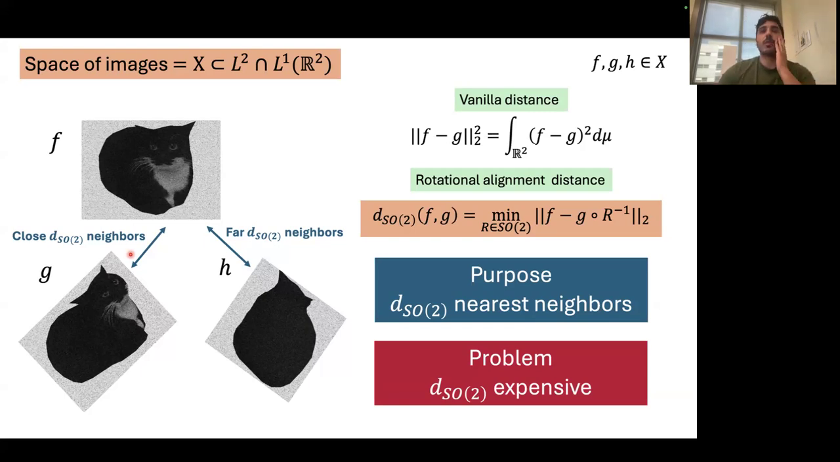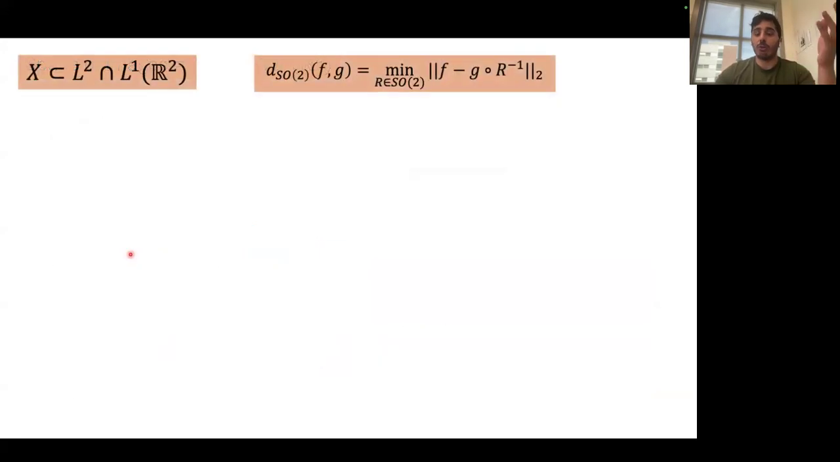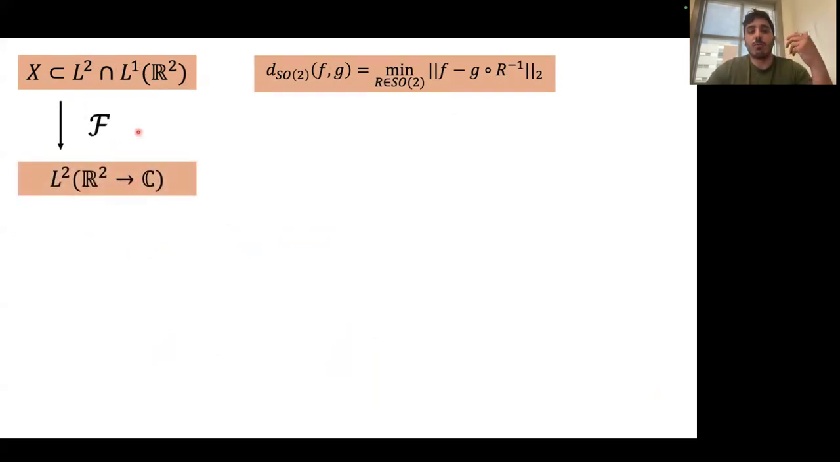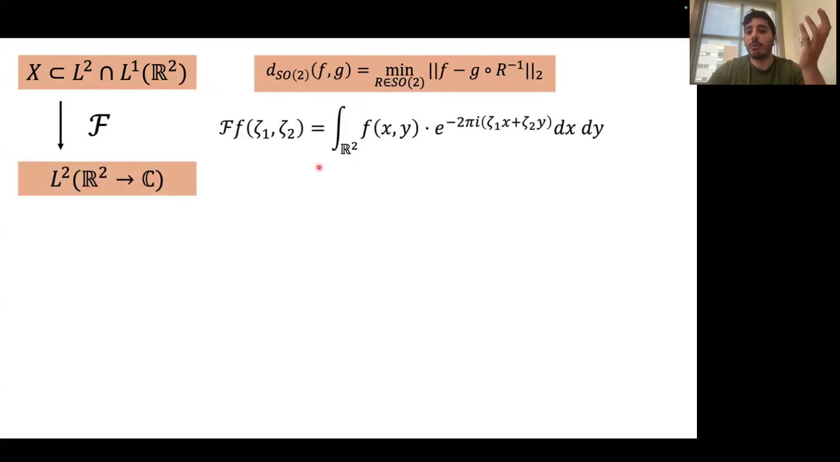So let's address the first problem, that the distance itself is expensive. And I'm going to follow what they do in Cryo-EM. What they do is they grab the space of images X and they feed it through a Fourier transform that spits out functions that are complex valued over the plane. This is what the Fourier transform looks like, not that it matters. Probably seen this before.